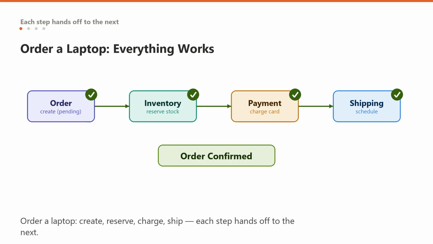Each step is a local transaction in its own service, and each one, on success, triggers the next. When the last step finishes, the order service marks the order confirmed. Four services, four local transactions, chained together. When everything works, that's all a Saga is, a relay race where each runner hands off to the next.